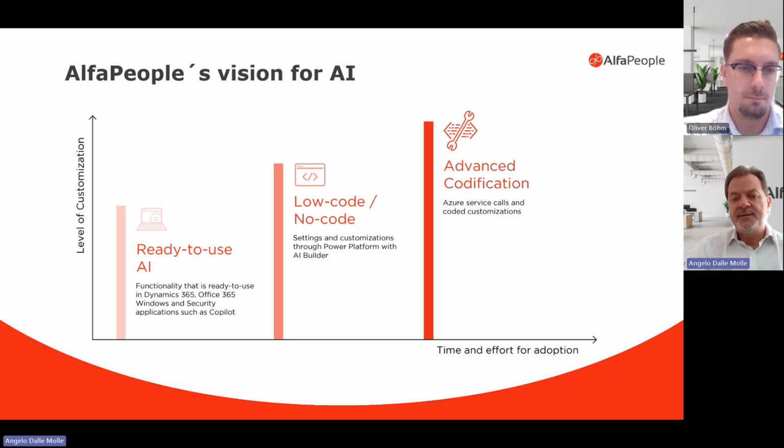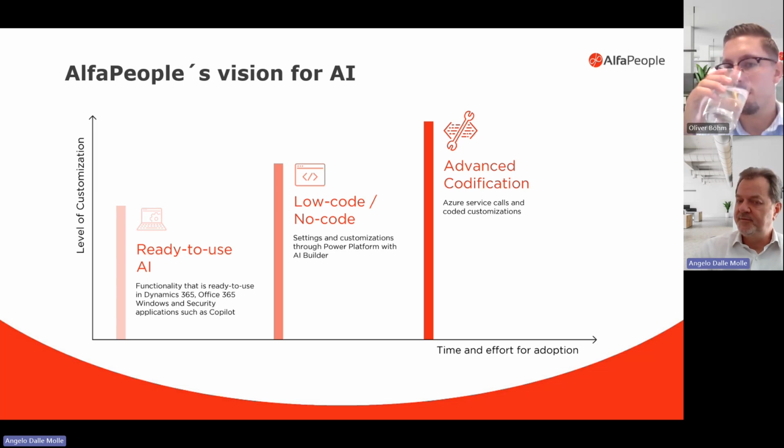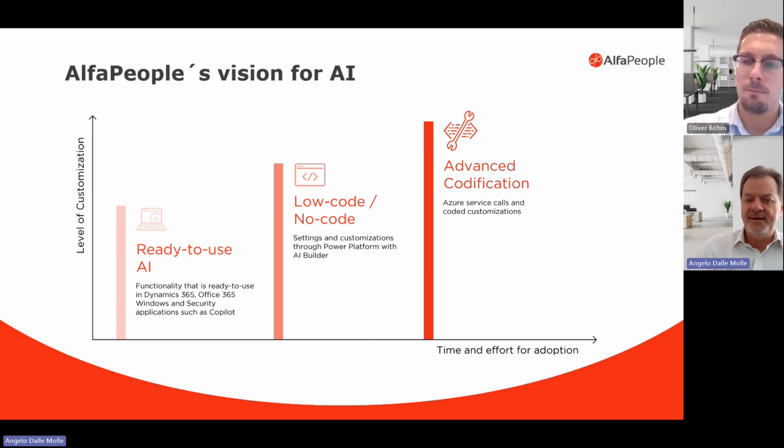When we look at AI technology in general, but very particularly Microsoft technology within AI, we at AlfaPeople, to help us in our development, categorize this in 3 different buckets. The first one is ready-to-use AI. So it takes almost no time to start using it. You just turn it on or configure it, and you start using it, right? It's ready to use. So it may not be too customized for your specific processes. It will help you in some things, many things. Sometimes it will be a big productivity booster.